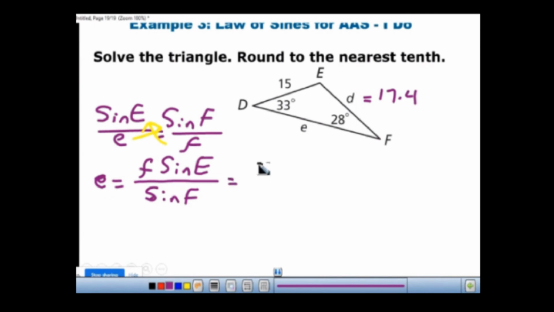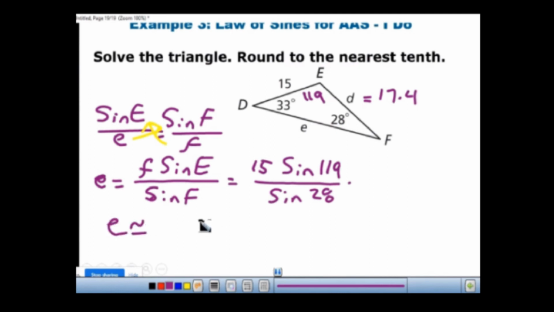15. Sine E is angle E. How much was angle E? Can somebody tell me, please, how much was angle E? Yep, 119. Thank you. So I've got sine 119 divided by sine F, and what's F? Well, the angle F is 28. Okay, so little e is going to be approximately 27.9.